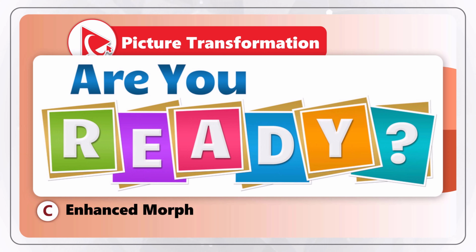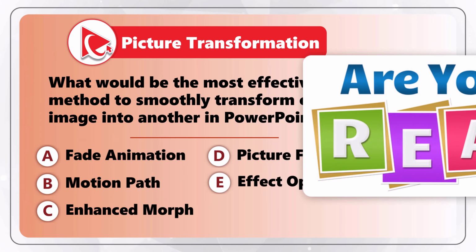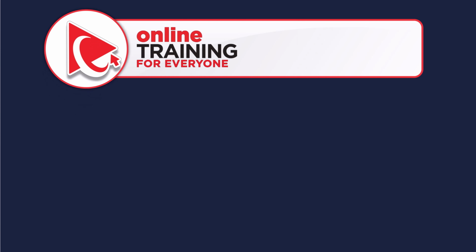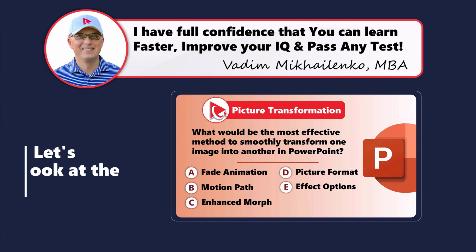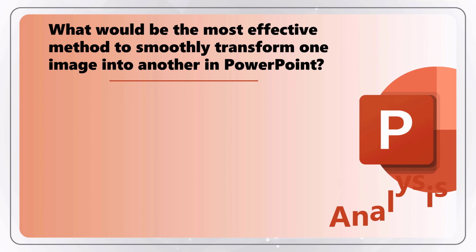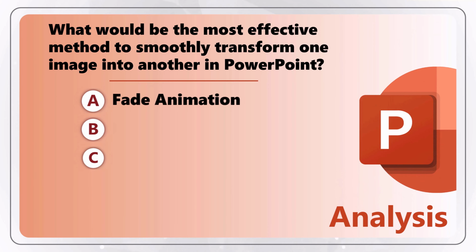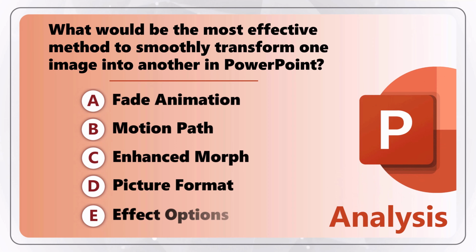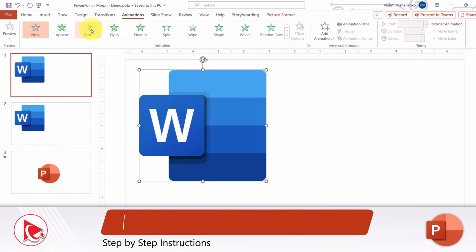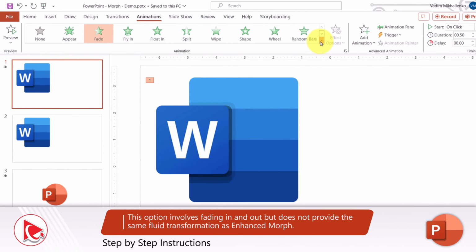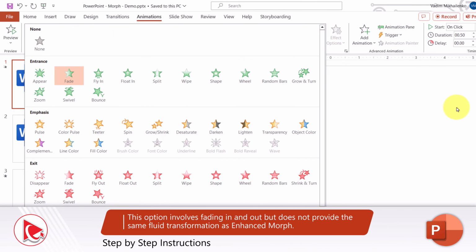Are you ready? Let's seamlessly transition into revealing of the solution, because I'm thrilled to present to you how I tackled the problem. And if you got a smart choice that you selected, please share it in comments. To get to the correct answer, let's look at different options presented in this question to determine why they might be incorrect. Let's start with choice A, fade animation. This option involves fading in and out, but it does not provide the same fluid transformation we're looking for.